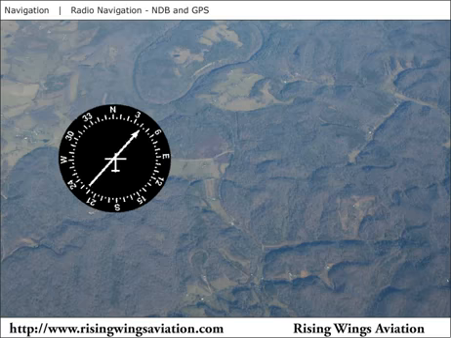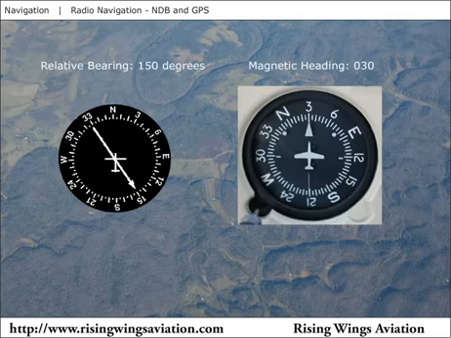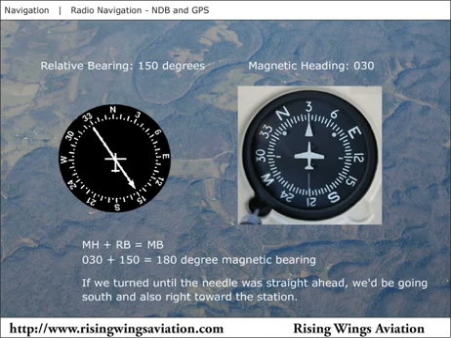For example, if the ADF needle showed a relative bearing of 150 degrees and the airplane was on a 030 heading, then the magnetic bearing to the station is 180 degrees. This means a 180-degree heading would point the airplane at the NDB, so the NDB is south of the airplane.